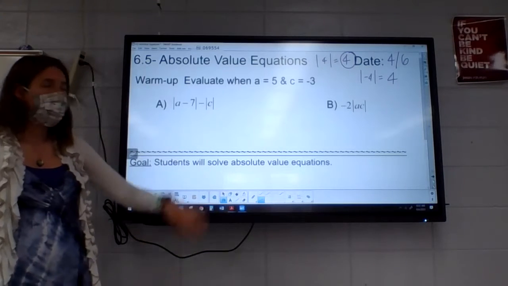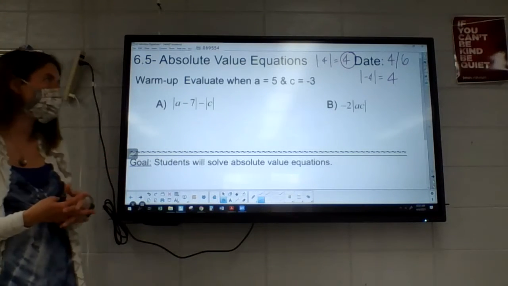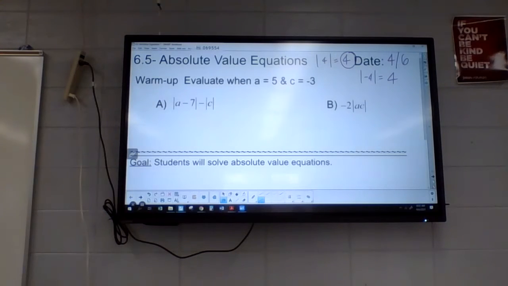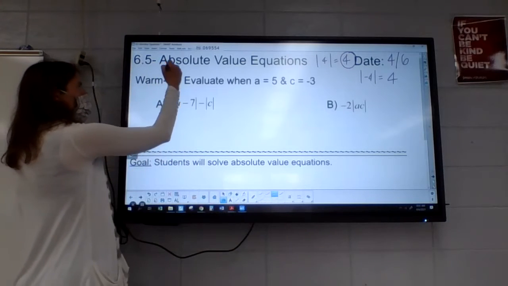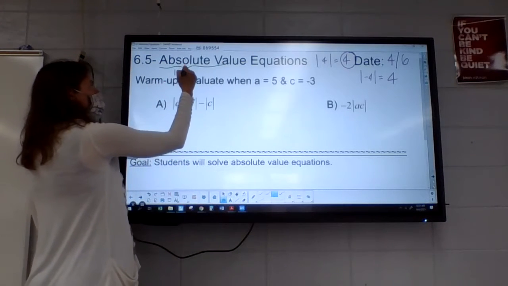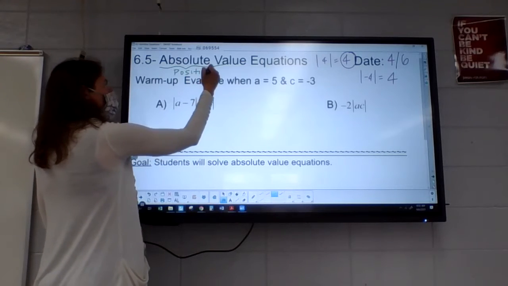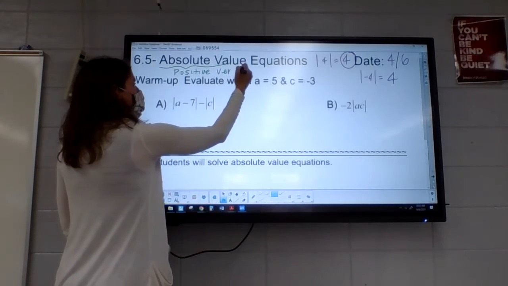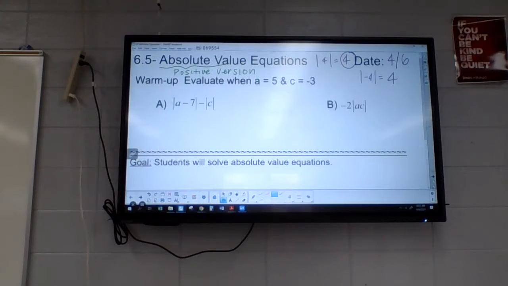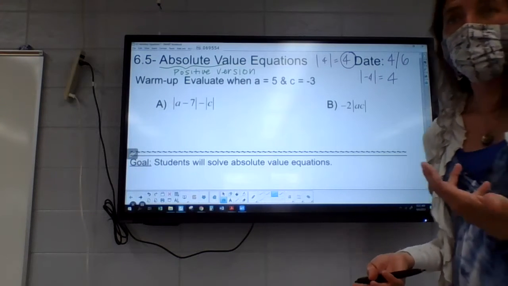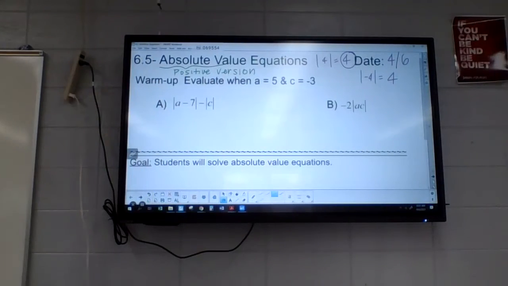We're going to review a little bit of absolute value. You might have seen it before, I don't know. So the absolute value, I'll write it up here, is like the positive version of the answer. And the technical definition is the distance away from 0 on a number line. So I'm talking about +4 or -4, we're still talking about 4. That's how far away from 0 on a number line that would be.